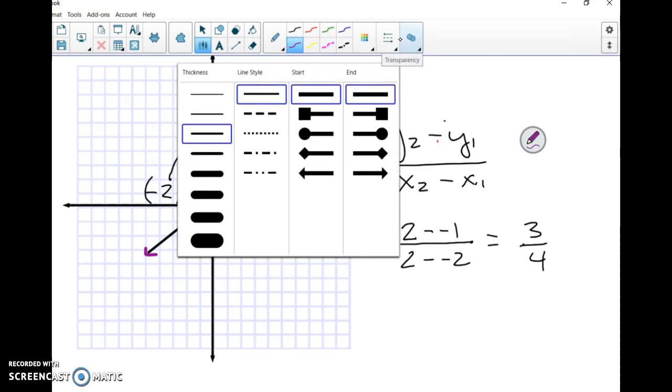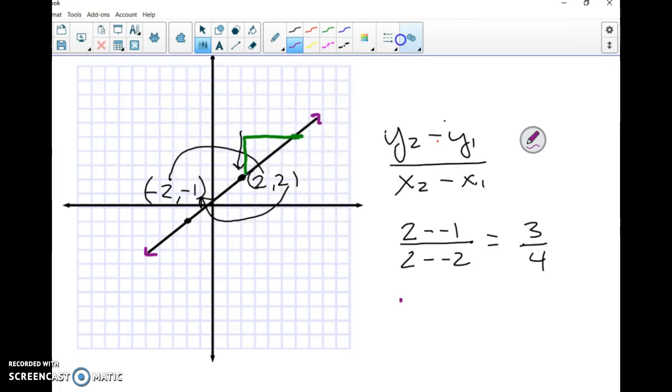I'd like you to do Check It Out 2A and 2B. Notice that the same applies when we have a table. In part B of example 2, we would just choose 2 of those ordered pairs and use them in our slope formula. Please do Check It Out 2A and 2B and bring me those solutions so I can check them off.